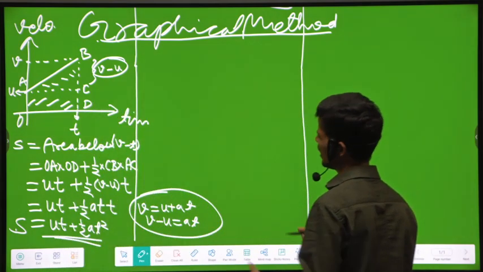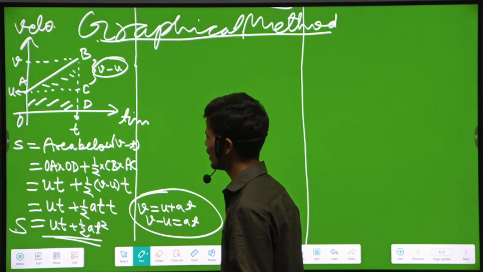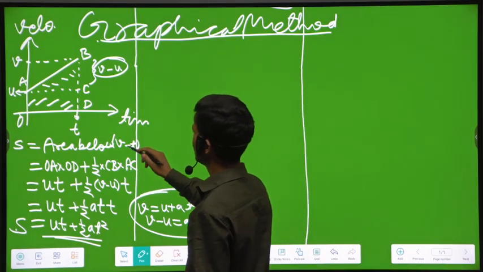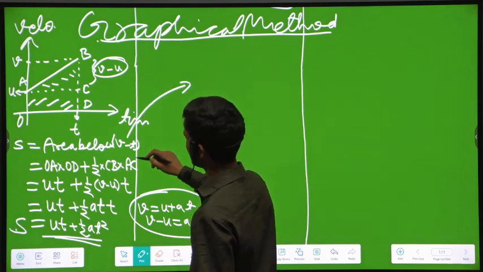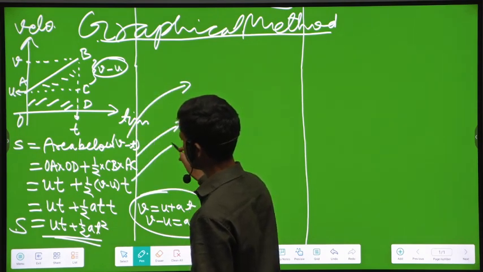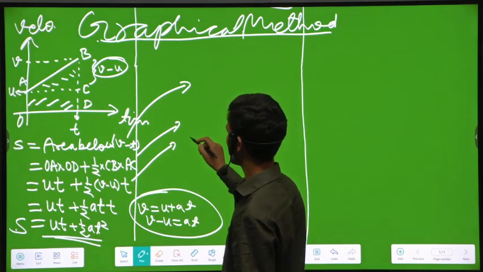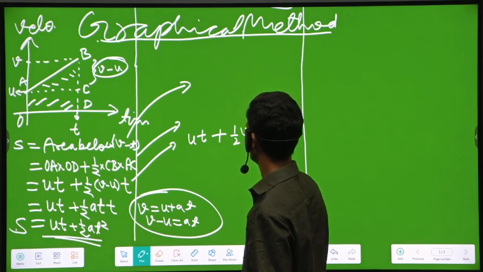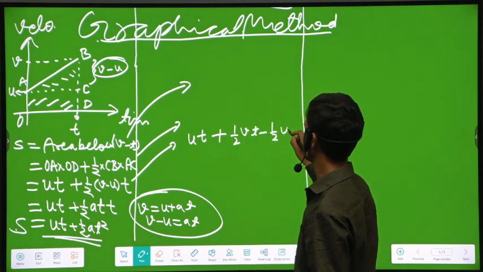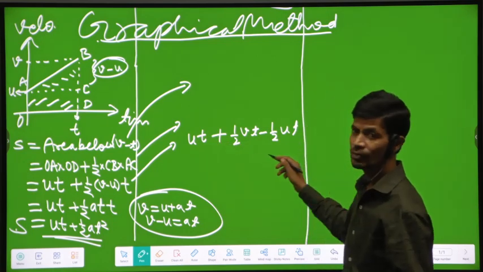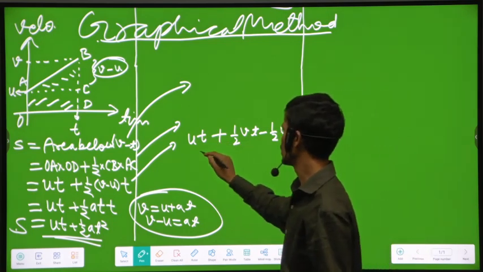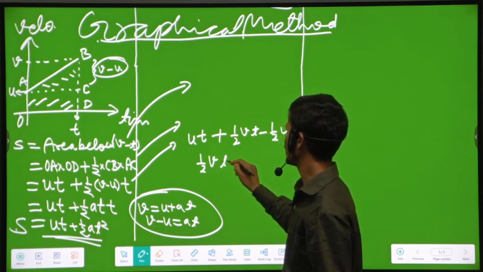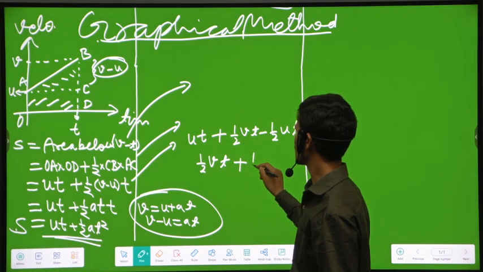Next, if I have derived a second equation here, then I'm deriving here the third equation, then we'll go for the first. So again, we will copy the entire thing here, this one also, and here I'm opening this bracket. So it is ut plus half vt minus half ut. So 1 ut minus half ut, that is plus half ut. So plus half, okay, I'm writing vt first and then plus half ut.